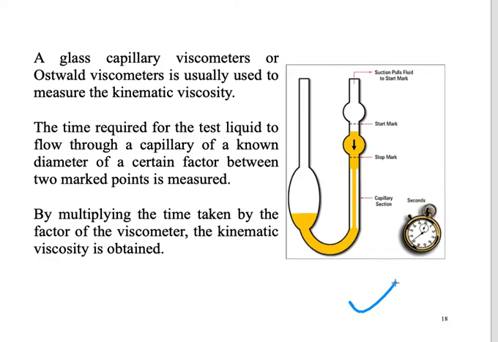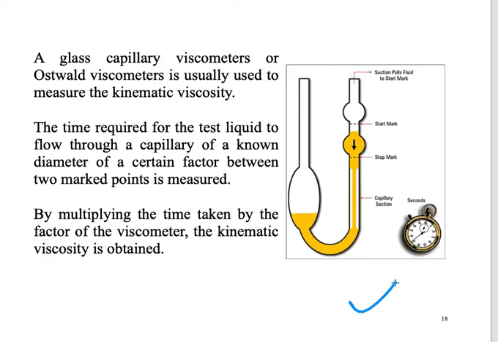The time required for the test liquid to flow through a capillary of a known diameter of a certain factor between two marked points is measured. By multiplying the time taken by the factor of the viscometer, the kinematic viscosity is obtained.